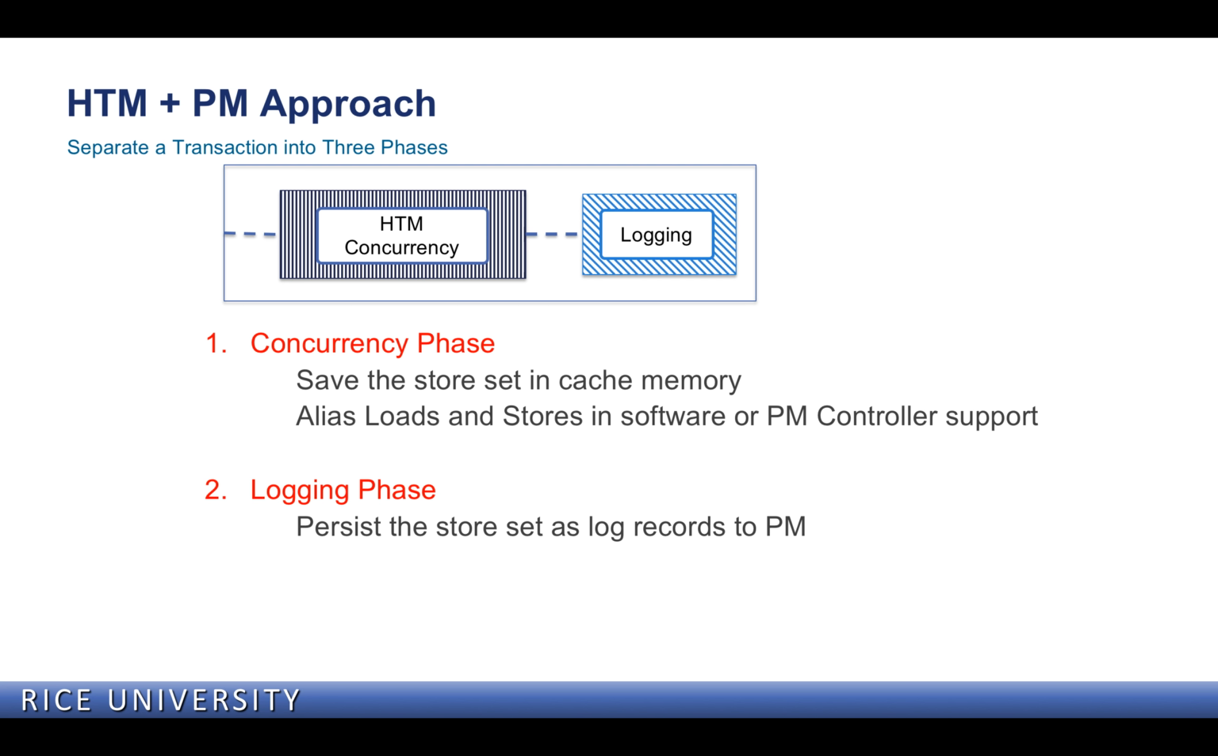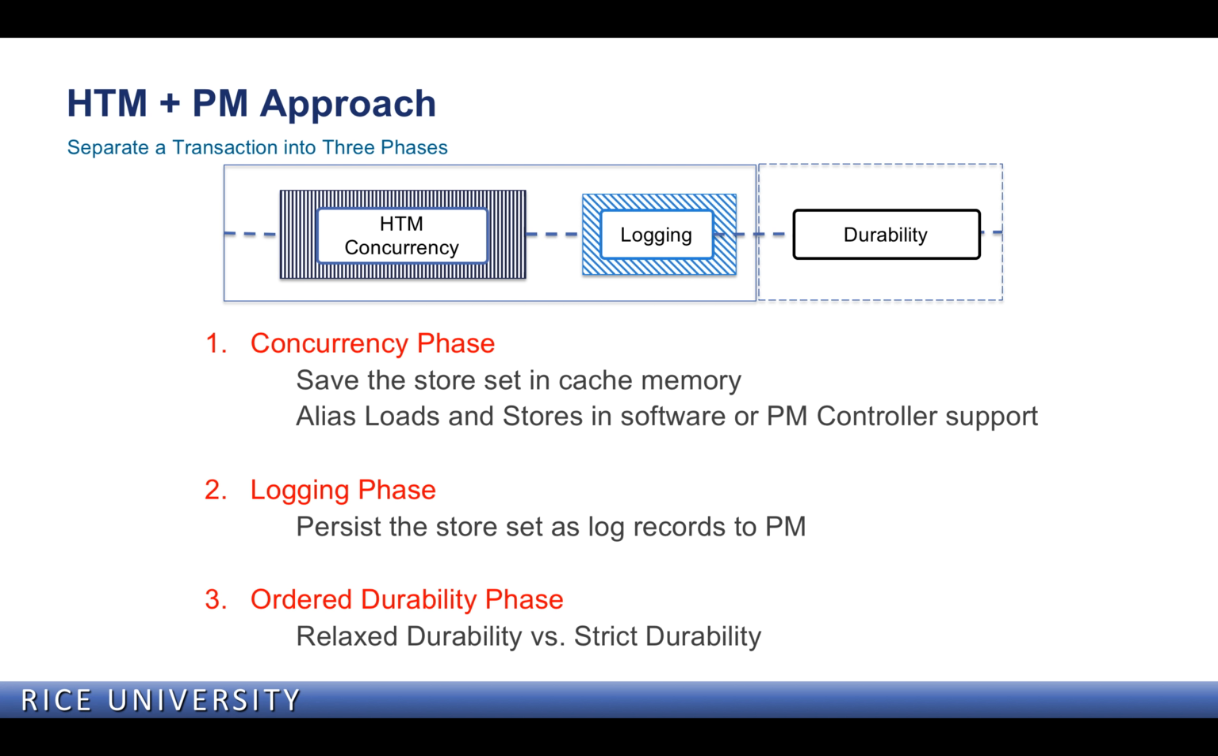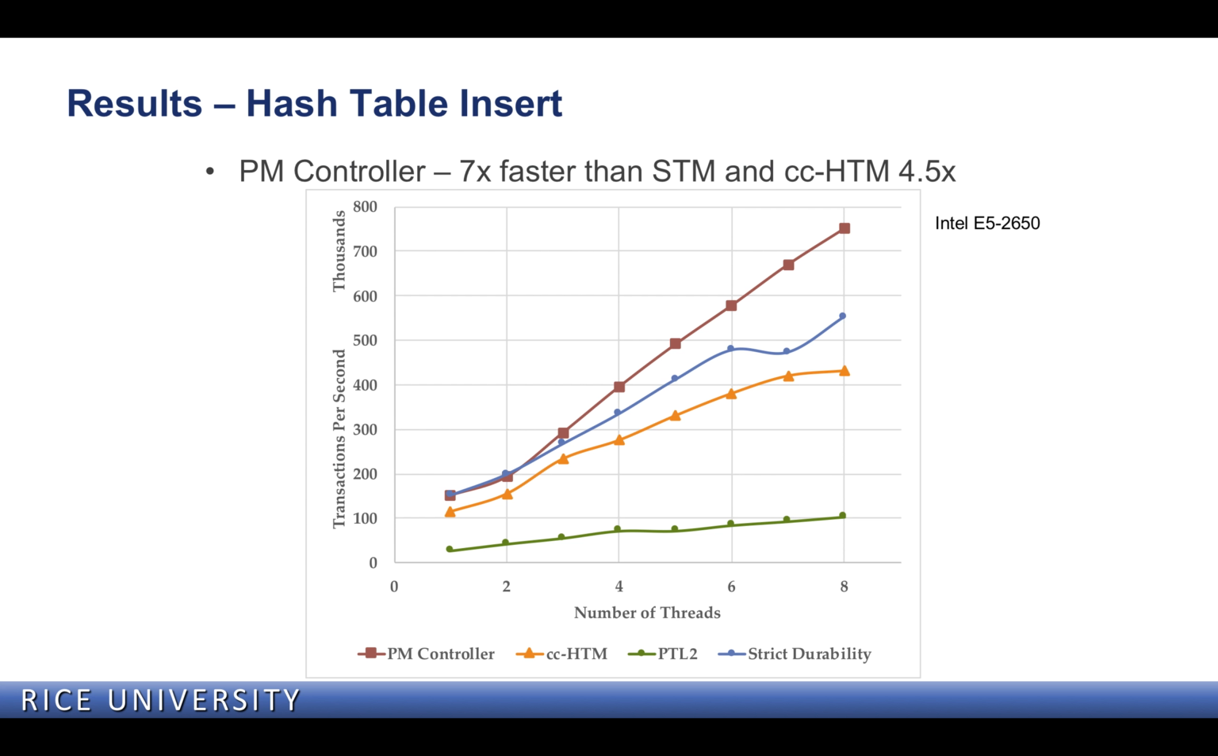The second phase is a logging phase where we persist the store set as a log record into persistent memory. And the third phase is a relaxed durability phase. So a transaction can complete, go on and do other transactions, or it can wait until the transaction ends where it's strictly recoverable. So it's ensured it will be recovered in case there is any failure.